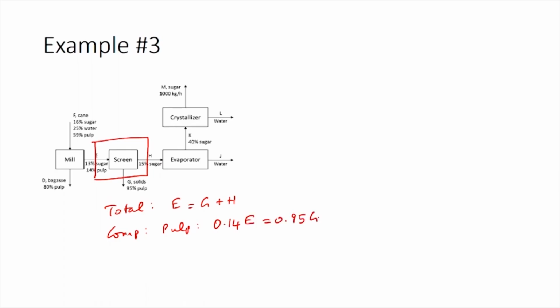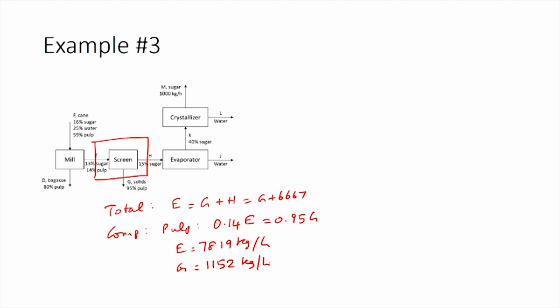As we already know the value for H, we can substitute this equation as G plus 6667. So, now you have two equations and two unknowns. You can solve for E and G and you would end up with E equals 7819 kilograms per hour, and you will get G as 1152 kilograms per hour.